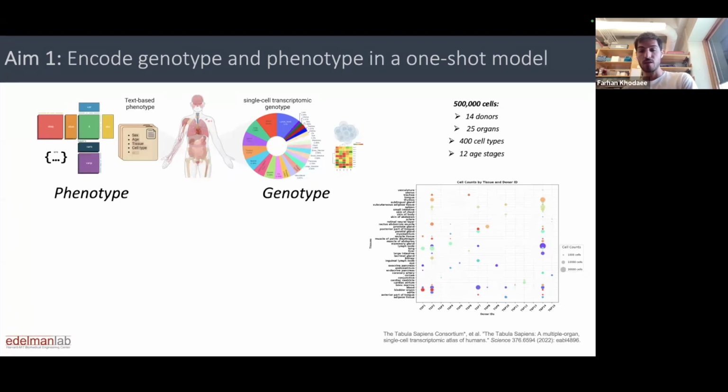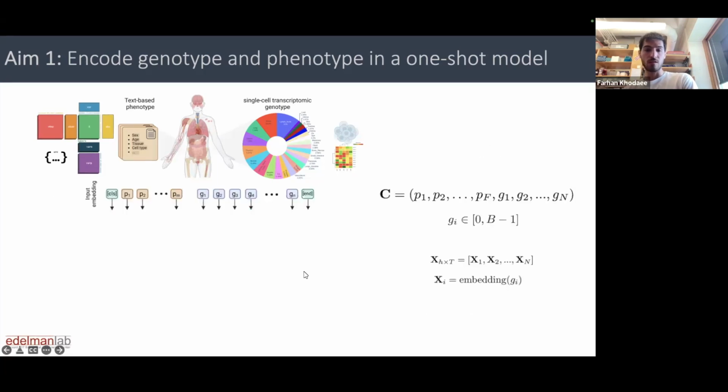So we trained it on Tabula Sapiens, which is a data set of 500,000 cells from 14 donors, 25 different organs, 400 different cell types, and 12 age stages, and you can see a distribution of cell tissues for each donor here. The way that we encoded them is basically jointly training phenotype and genotype at the same time. You can see that phenotypes are categorical here, and genotypes are basically gene expressions.